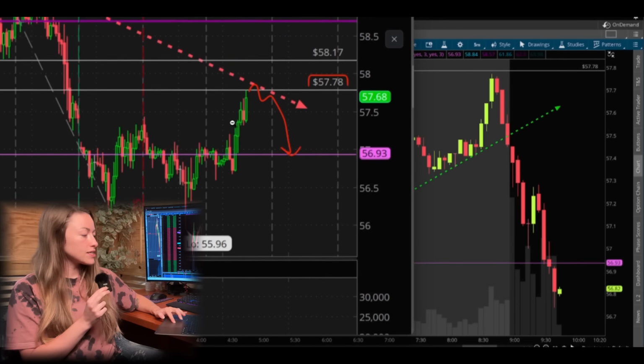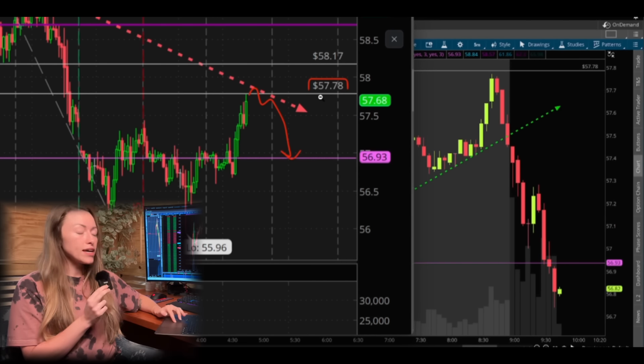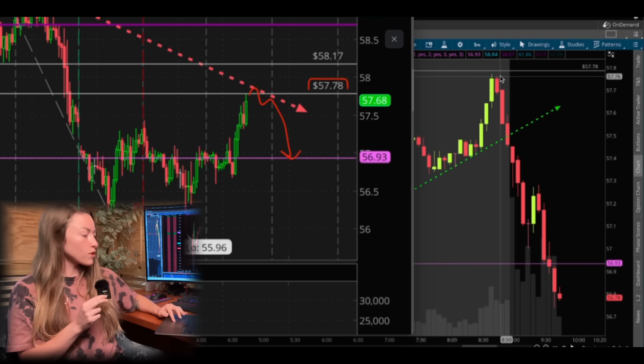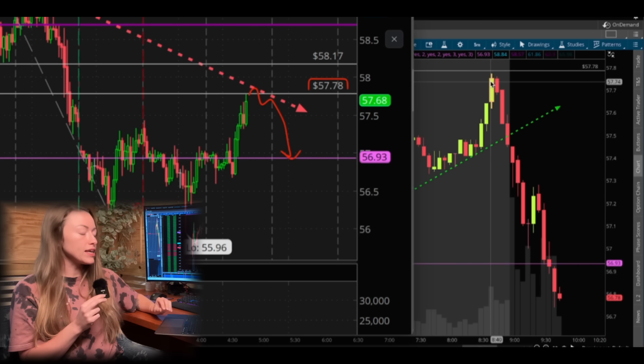Okay, so here is the picture that I posted. You can see I was looking for rejection at 57.78 and my target was 56.93. Looking at the chart this morning, you can see we got extremely close to that level and then started heavily selling off. So for me, as long as we're within the range of that level, usually about a few ticks below or a few ticks above, because I am trading futures, I will consider that level hit.